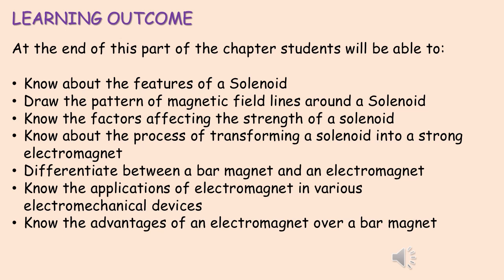The learning outcome at the end of this chapter will be: the students will be able to know about the features of a solenoid. They will be able to draw the pattern of magnetic field lines around the solenoid. They will be able to know the factors affecting the strength of a solenoid. They will be able to know about the process of transforming a solenoid into a strong electromagnet.